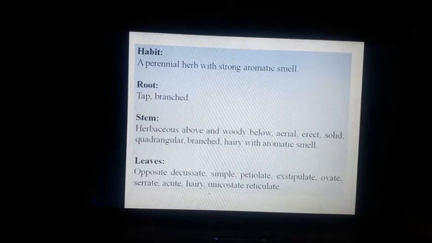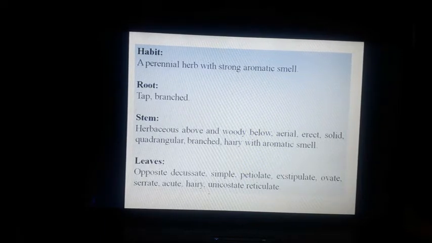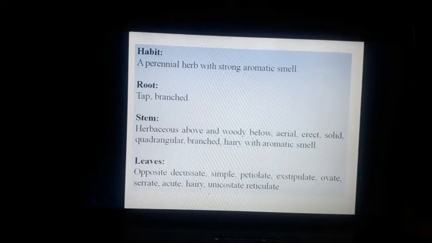Let's talk about the habit of the plant. It's a perennial herb which survives for more than one season, in fact more than 2 seasons, with a strong aromatic smell. You all know that we identify mint or tulsi with the help of their aromatic smell. Then the root is a tap branch root, the stem is herbaceous above and woody below, aerial, erect, solid. It means there is no hollow stem. It is quadrangular. It means 4 angles are there on the stem. Branches hairy with aromatic smell.